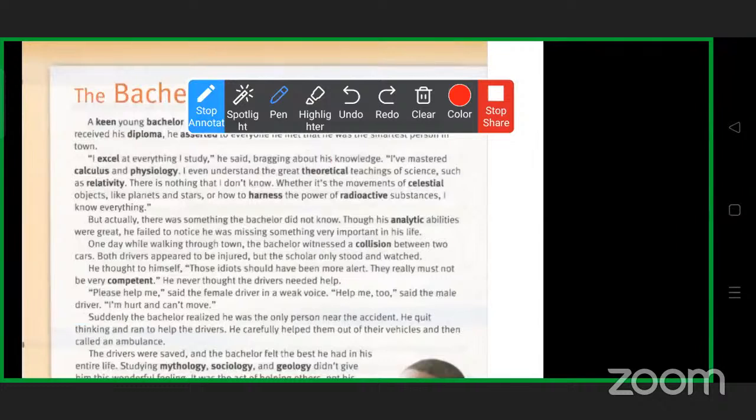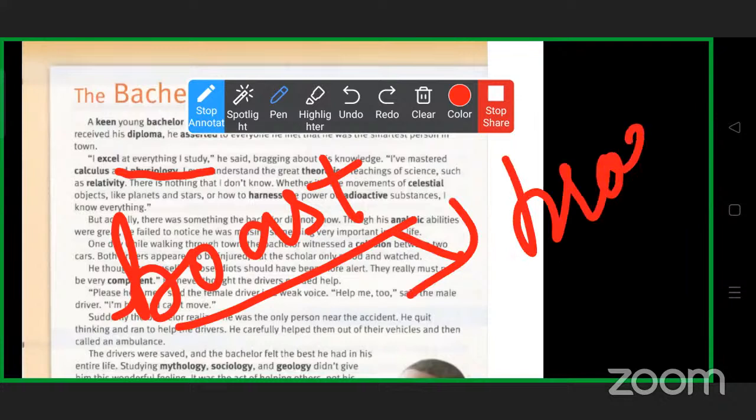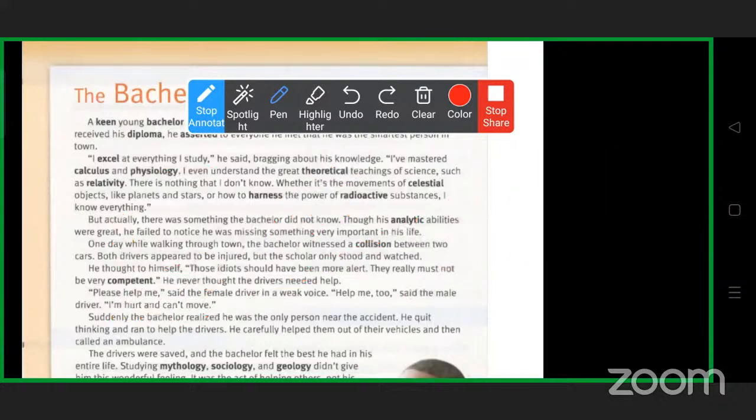Now, I excel. Excel means when you are very good at something. So you excel at that. I excel at everything I study, he said. Now he was boastful. That's the spelling for boastful, or we can say the person who brags a lot. The person brags about his knowledge. He said, bragging about his knowledge.